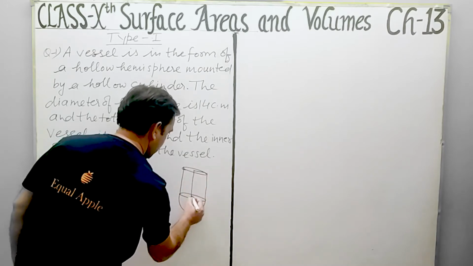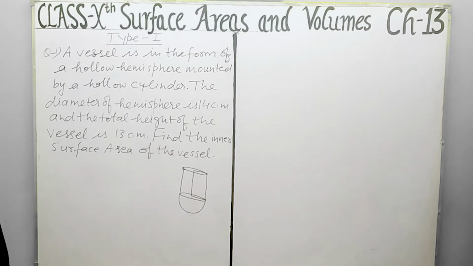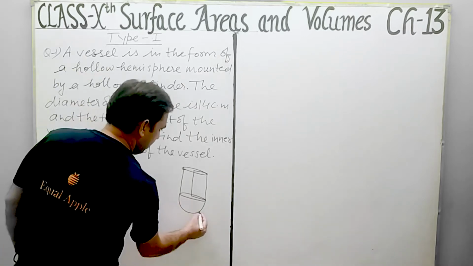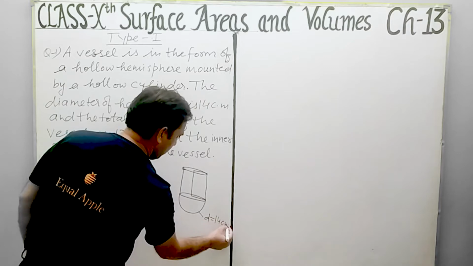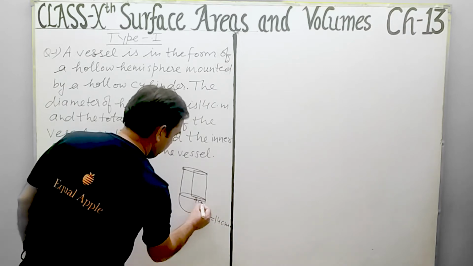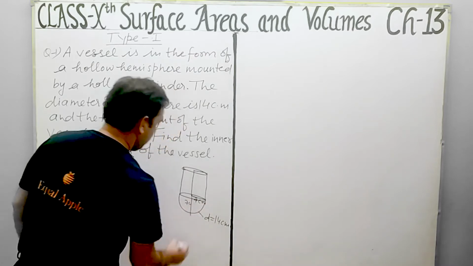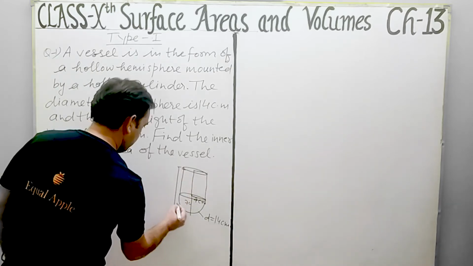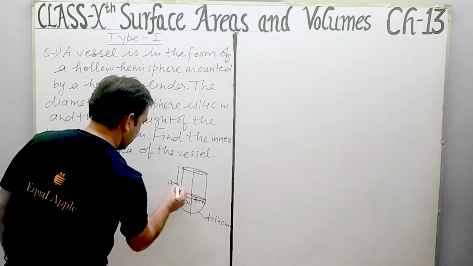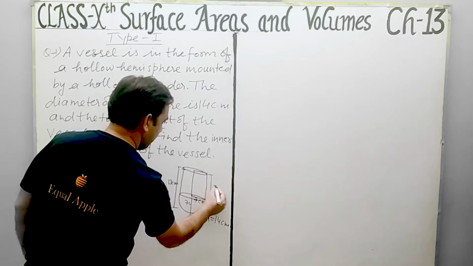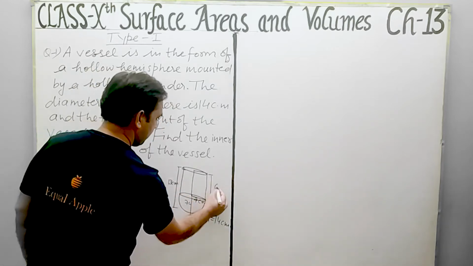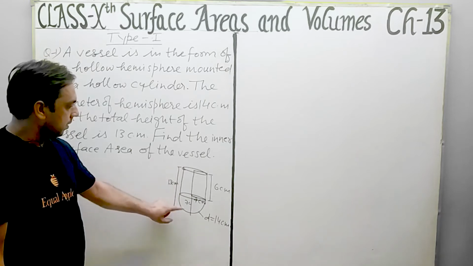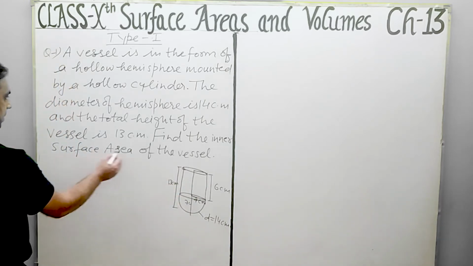This is our cylinder which is mounted on a hemisphere, and the diameter of the hemisphere is given. The diameter is 14 cm, then its radius will be 7 cm, right? And the total height of this vessel from top to bottom is 13 cm. So if you want to find the height of the cylinder, it will be 13 minus 7, because this is the height of the hemisphere. Then the height of the cylinder is 13 minus 7, which is 6. So here we need to find the surface area of this vessel.